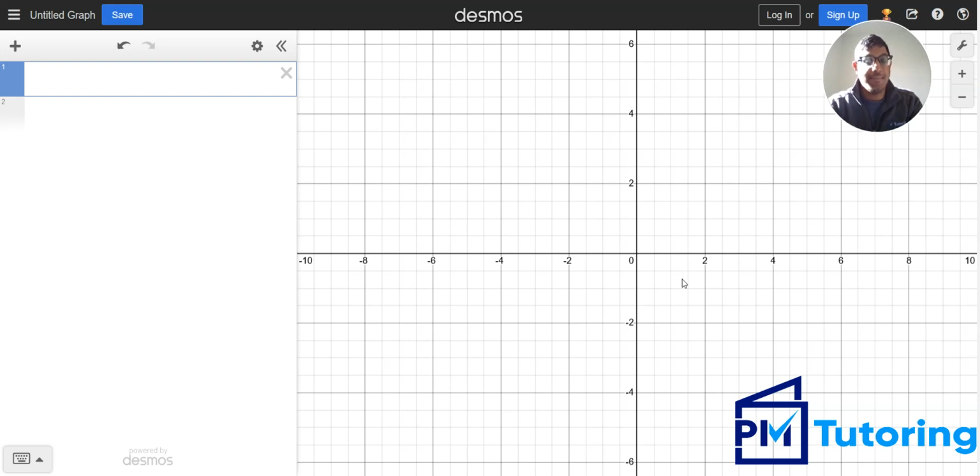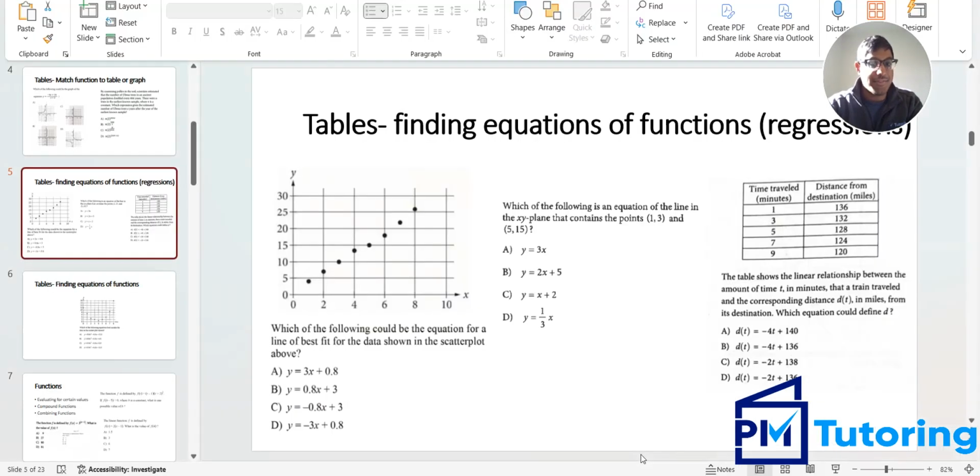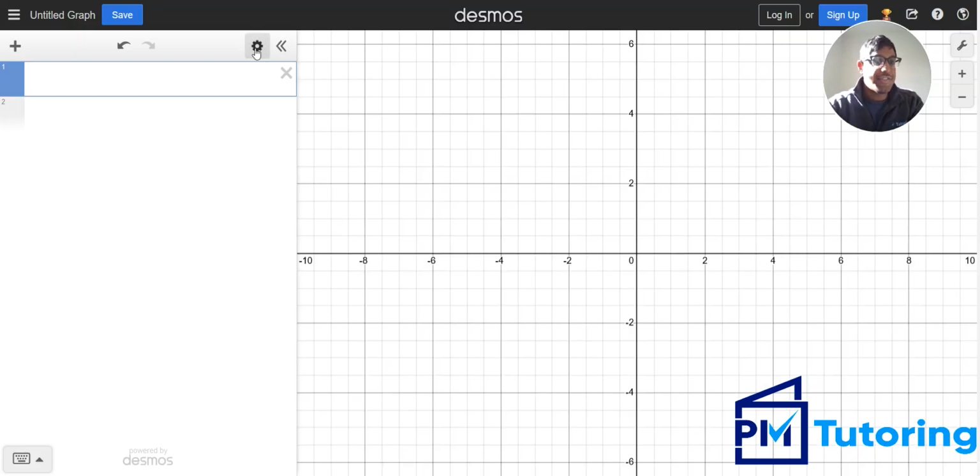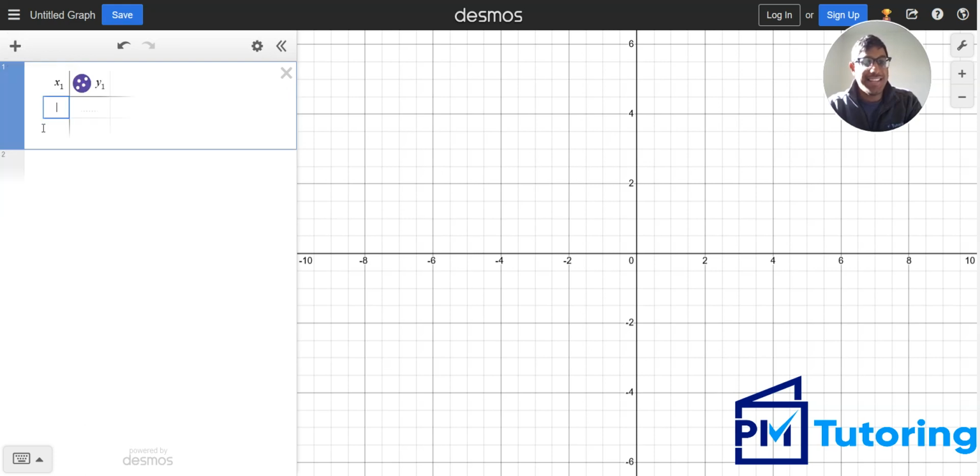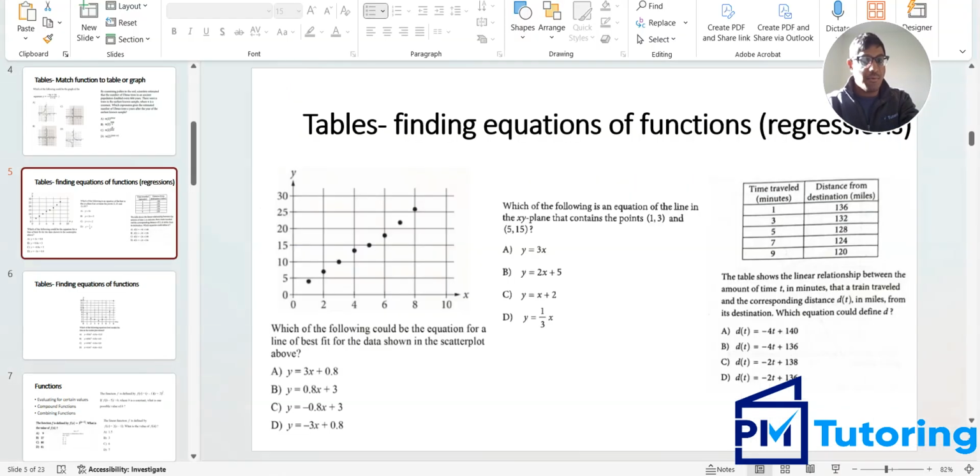We can also use tables to find the equation of any function from a couple of points. Let's take a look at a couple of examples over here. Let's say we wanted to find the equation of the line of best fit for this scatter plot. So we can start by just inputting the points into a table. Again, you hit this plus sign and it's table. Then we start throwing in some points.